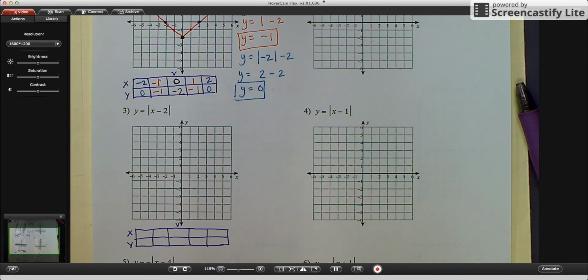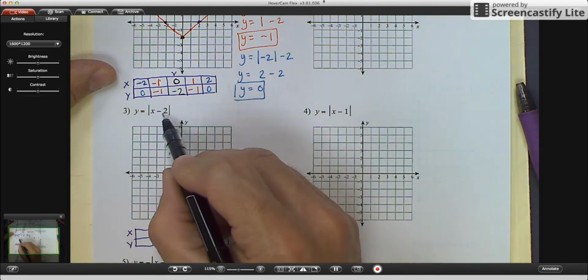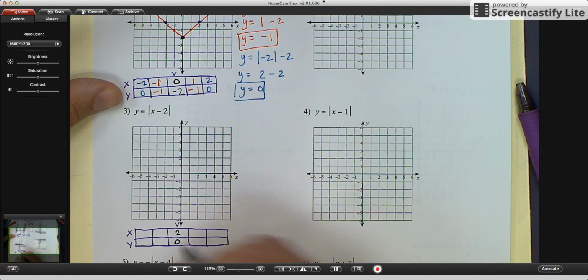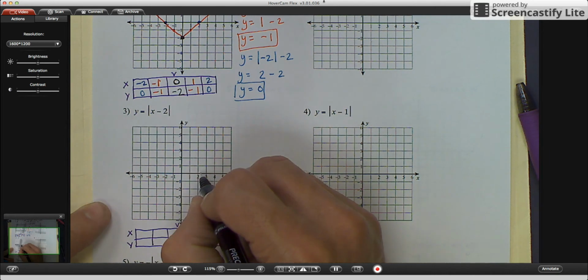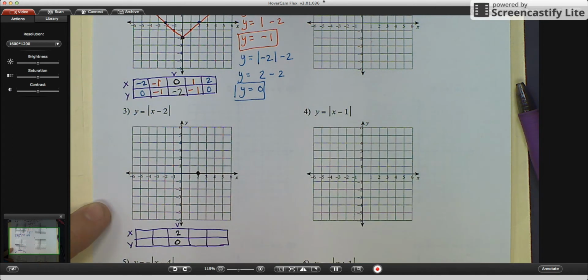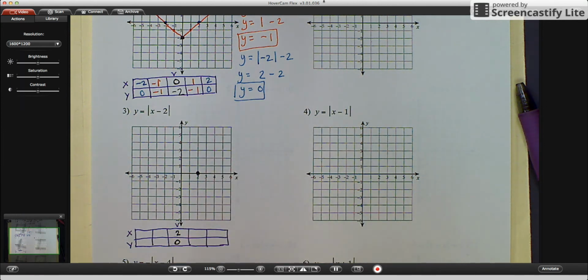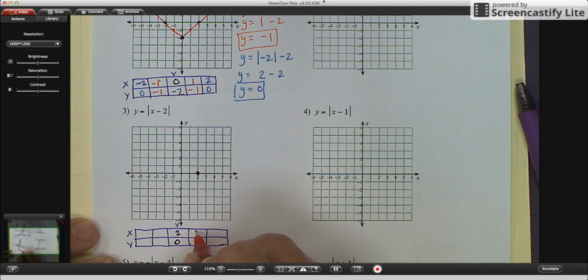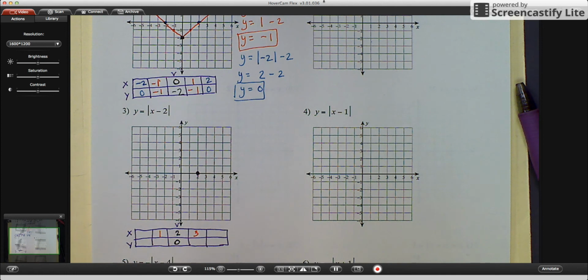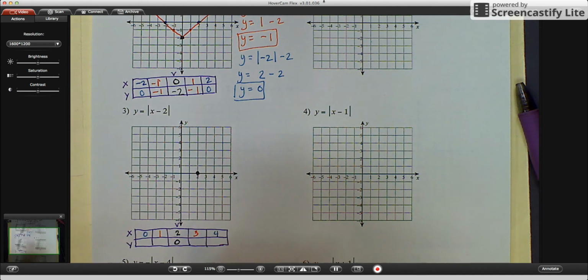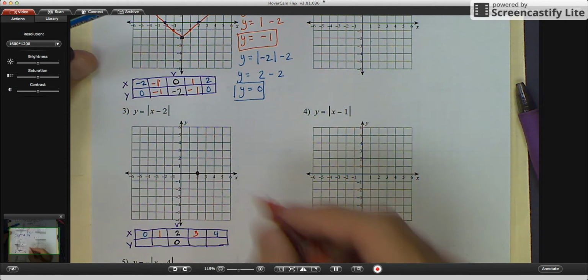Our vertex is just h, which is a positive 2. There is no k in this situation, so that would be 2, 0. So our vertex point here is, instead of 0, negative 2, over here on the x-axis, so it slid right as opposed to sliding down in the first example. We have a positive 2 here, so 1 unit above 2 is 3, 1 unit below 2 is 1. And then 2 units above 2 would be 4, 2 units below 2 would be 0. So now we are going to substitute our values in to find our other points on the graph.